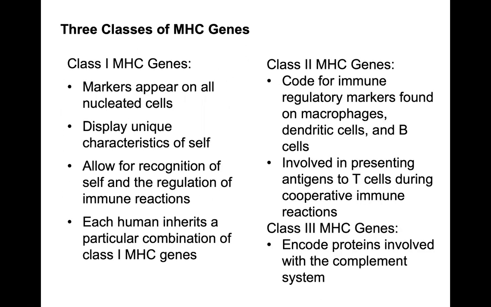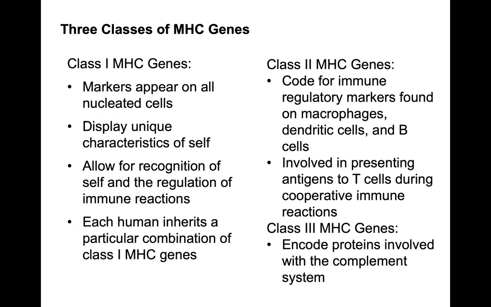Now there are three classes of MHC genes. Class 1 MHC genes or markers are going to appear on all nucleated cells. They display unique characteristics of self. They allow for recognition of self and the regulation of the immune reactions. And each human inherits a particular combination of class 1 MHC genes.